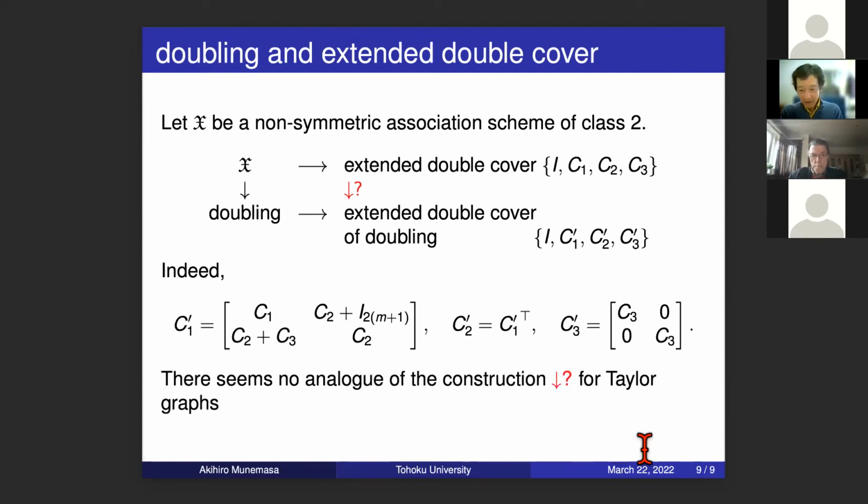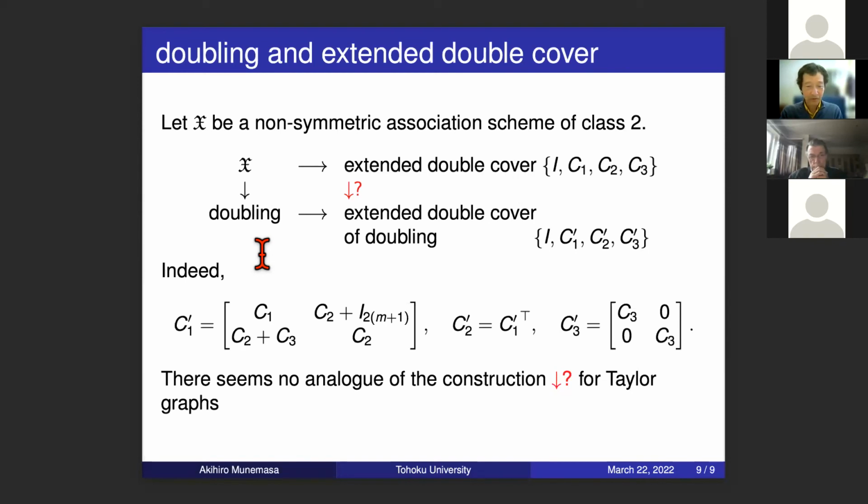Yeah, but this seems to suggest that there may be a symmetric analog of this construction, but it seems there's none. So if we start with a symmetric association scheme instead of non-symmetric, with a proper assumption that k equals mu, so that we can construct a Taylor graph, then this extended double cover is a Taylor graph.